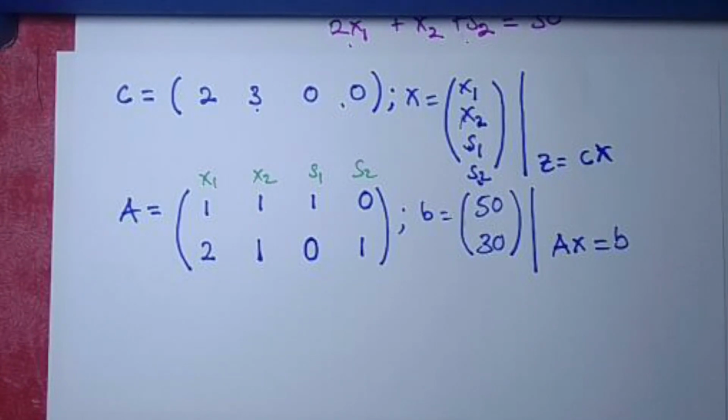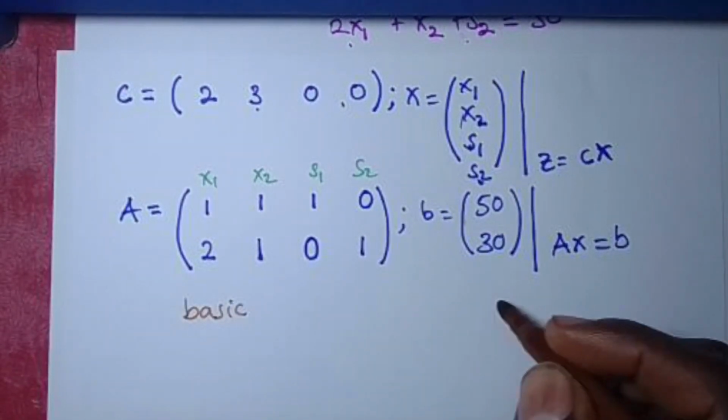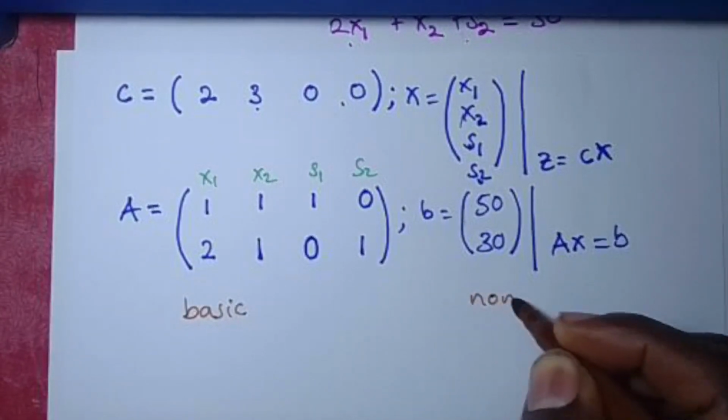So now let's go to splitting. I said when it reaches the part for splitting, we are going to split this equation into two parts. We are going to have a part for basic and a part for non-basic. So splitting this in half, I'll have one part here to represent the basic and the other part to represent the non-basic.